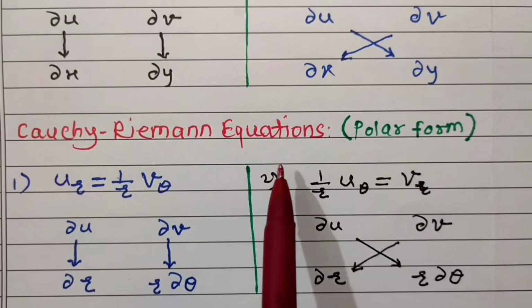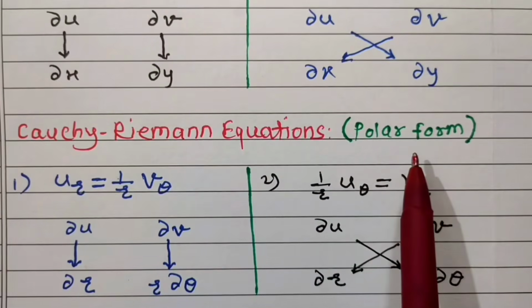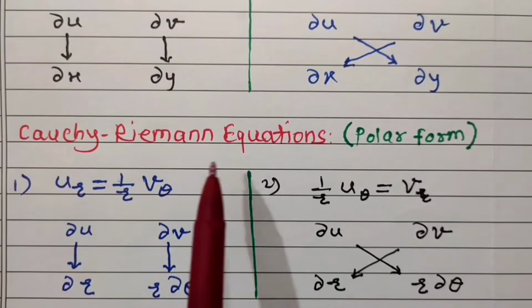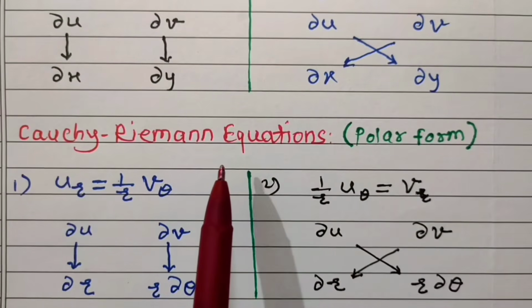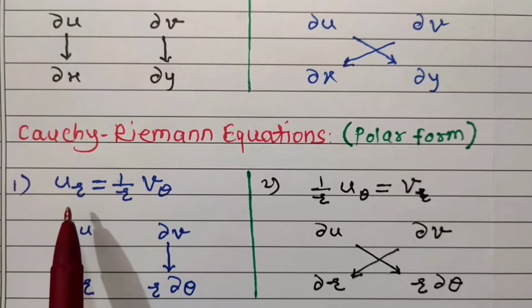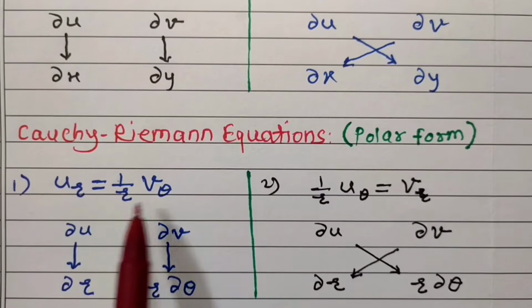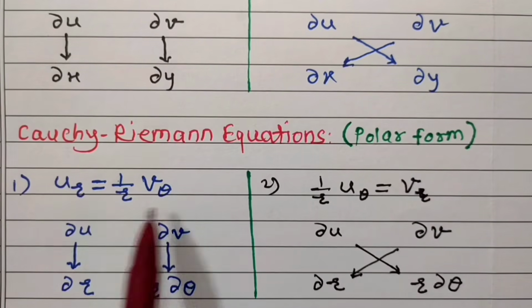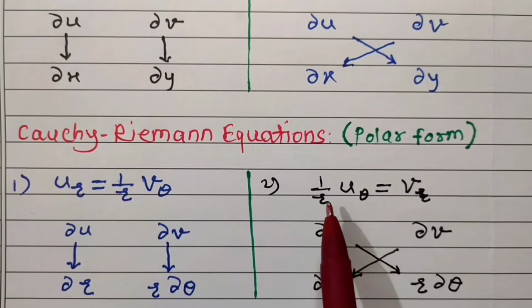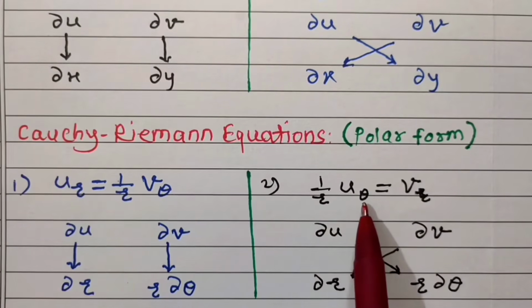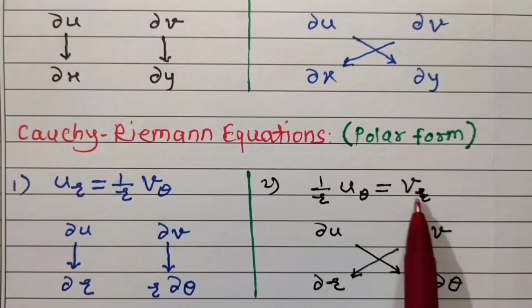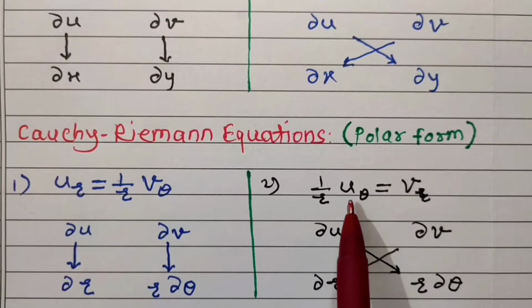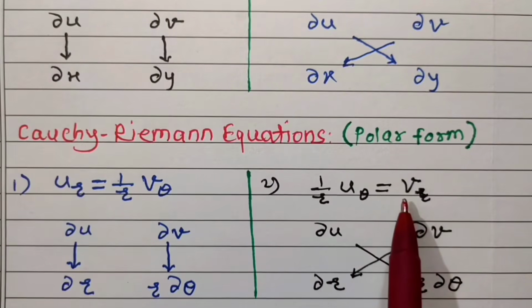Now, the Cauchy-Riemann equations in polar form, that is the Cauchy-Riemann equations in polar coordinates. The first equation is given by ur = (1/r) vθ, where r and θ are suffixes of u and v respectively. And the second equation is (1/r) uθ = vr, where θ and r are suffixes of u and v respectively.